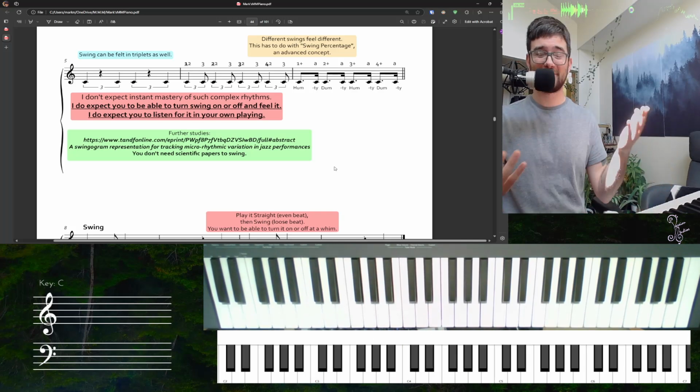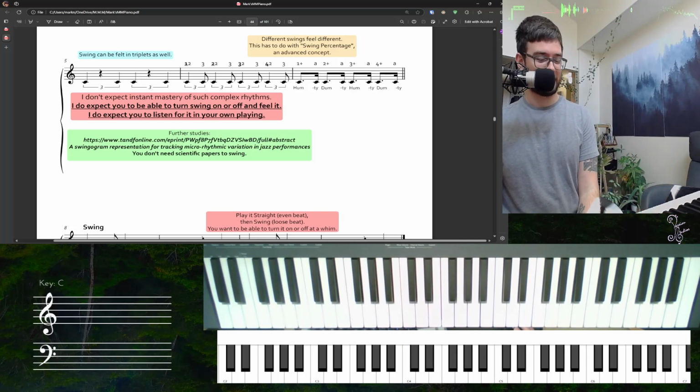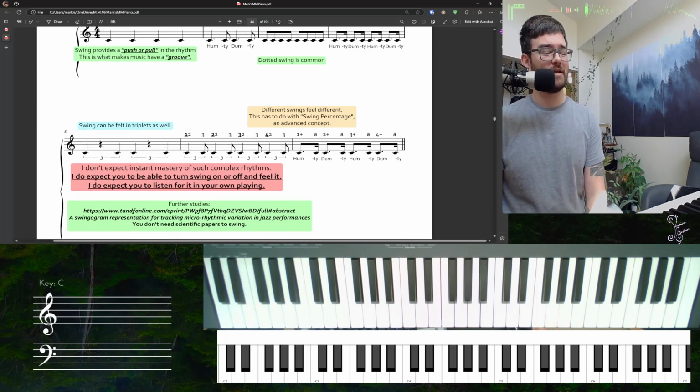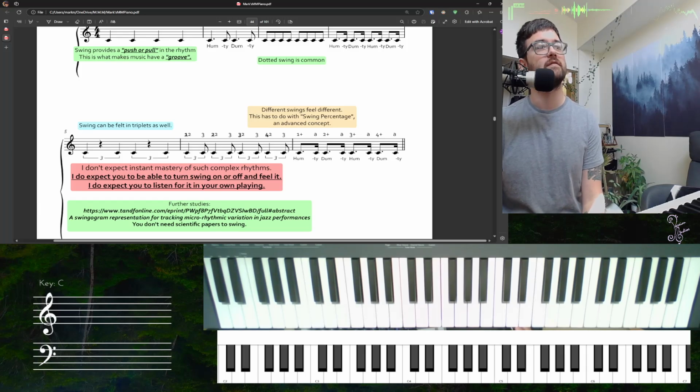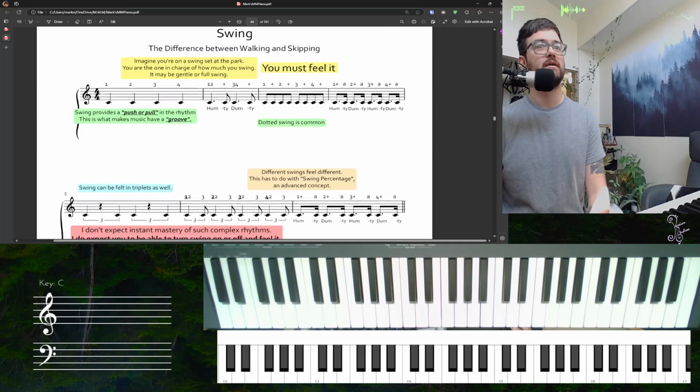Which one sounded better? It's pretty obvious, right? Swing is dope. Swing is cool. Sometimes you don't need it though, right? Classical music doesn't have to swing as much, but rock and jazz and R&B, that stuff is made to swing.